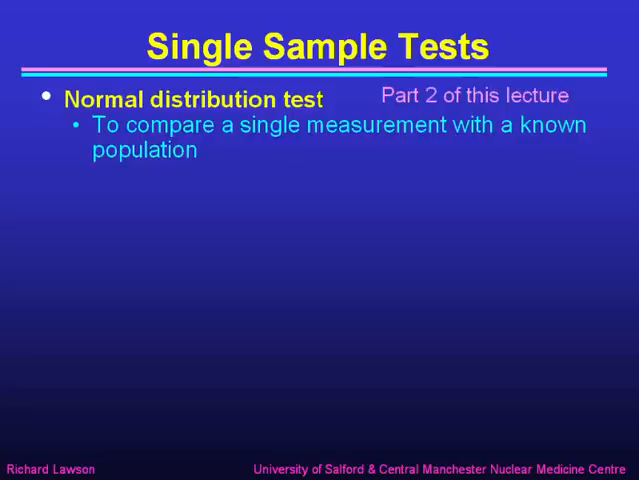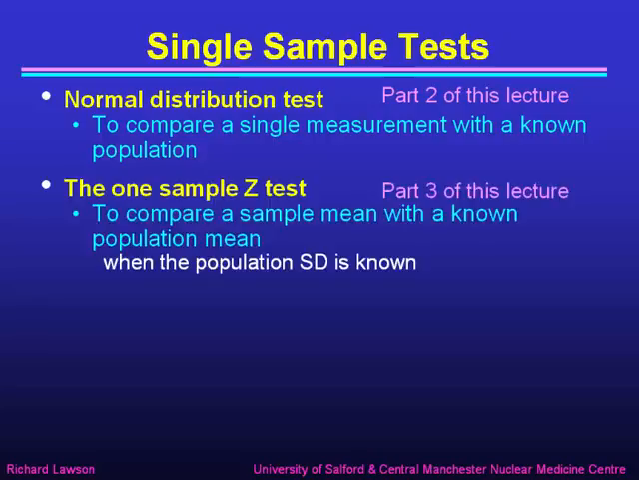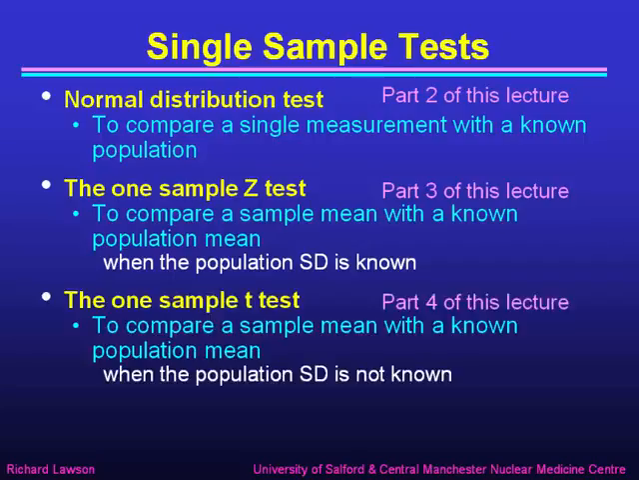Single sample tests include the normal distribution test, which I'll talk about in part 2 of this lecture. That's used to compare a single measurement with a known population. The one sample Z test I'll talk about in part 3 of this lecture. That's used to compare a sample mean with a known population mean when the population standard deviation is known.